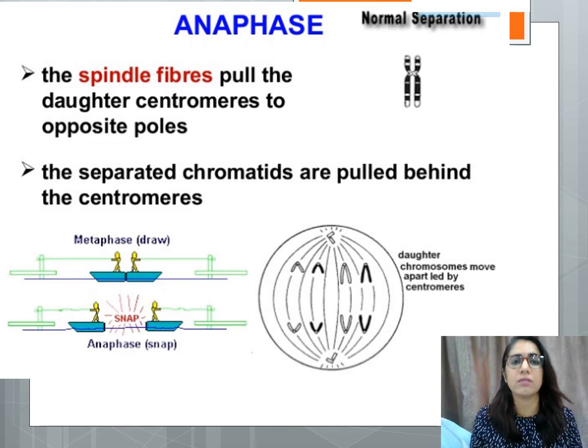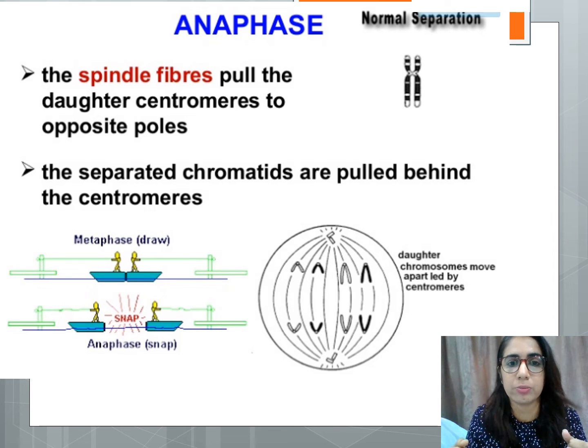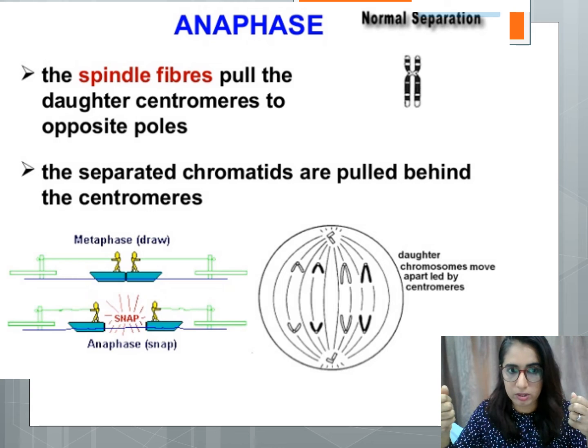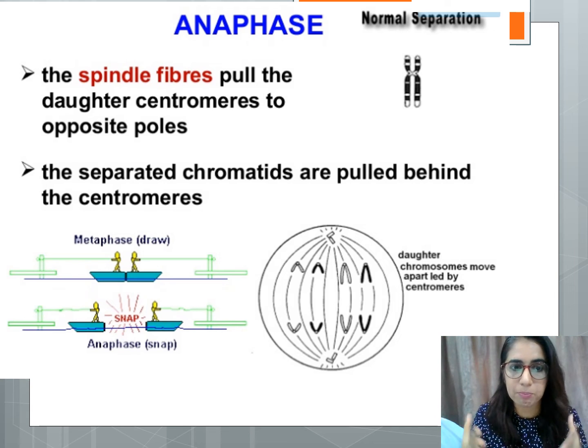So the spindle fibers will pull the daughter centromeres to the opposite poles. The separated chromatids are pulled behind the centromeres.